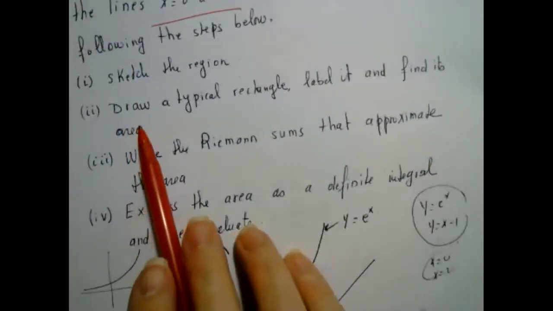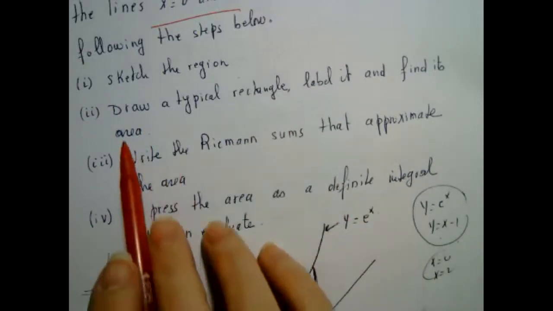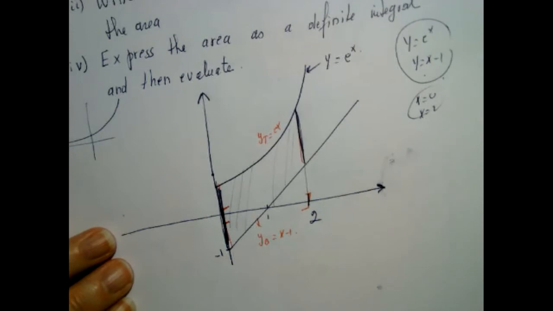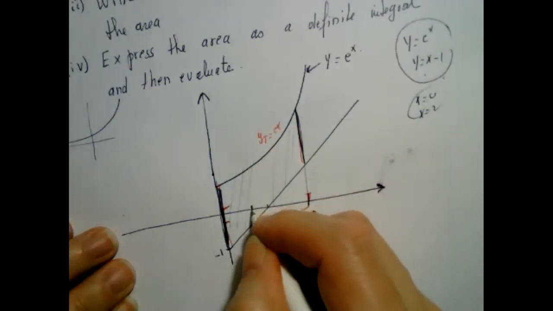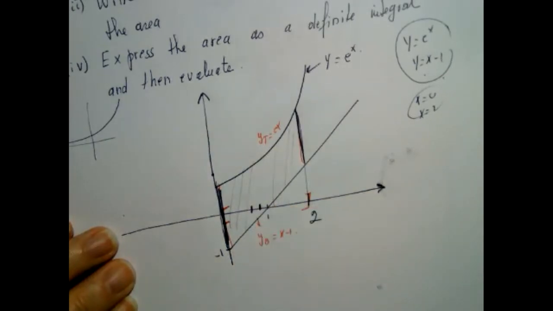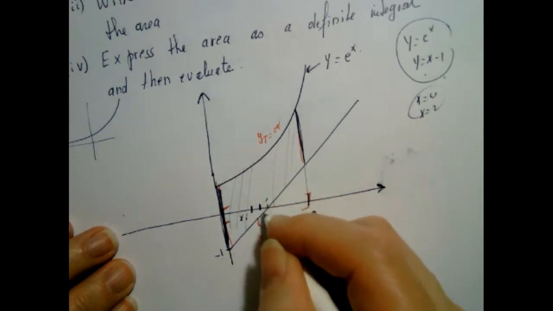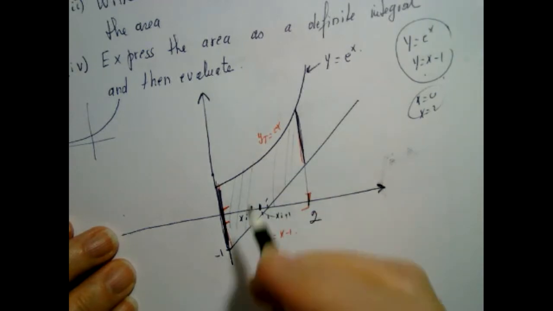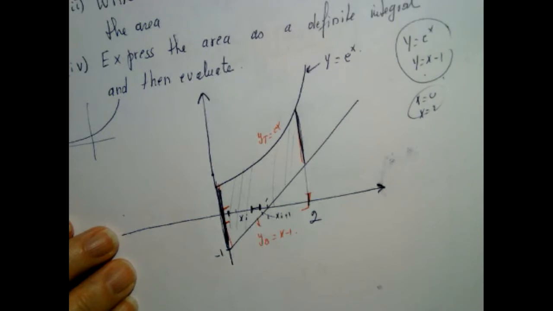Question number 2. Draw a typical rectangle that we are going to use to approximate the area. Draw a typical rectangle, label it, and find its area. What am I asking you here? Remember how we're going to do it. We're going to divide this into rectangles. So I'm going to call this the typical rectangle. In my mind, this is the point x_i, and this is x_{i+1}. So we are dividing into pieces, and that's my representative for all of them.